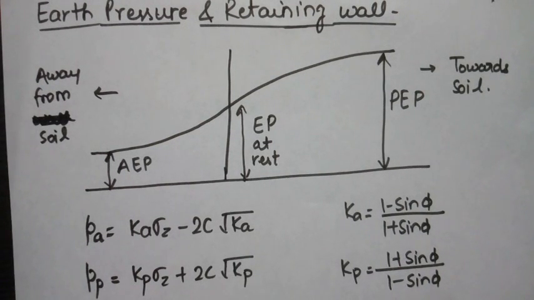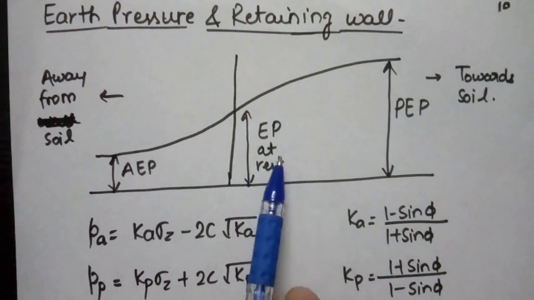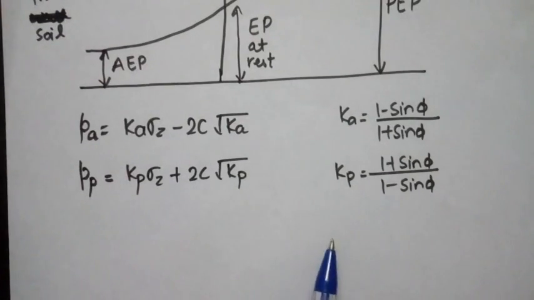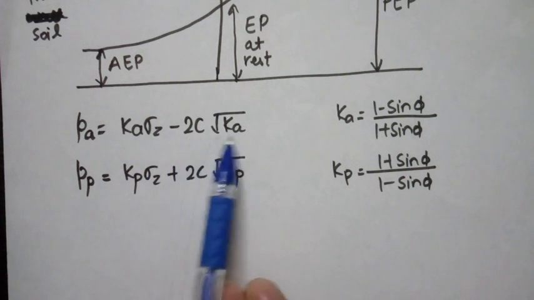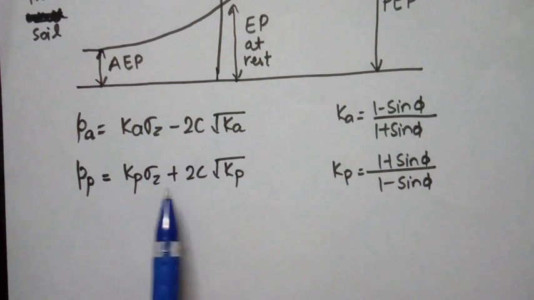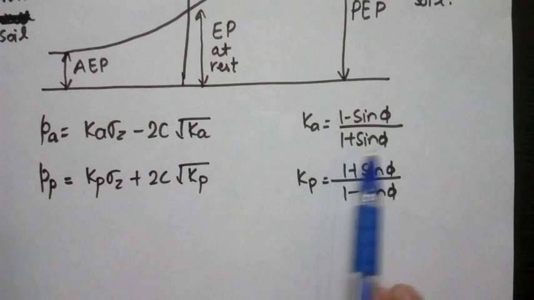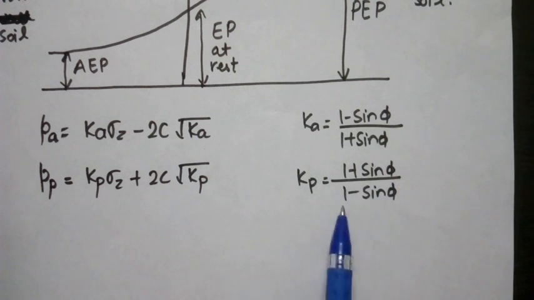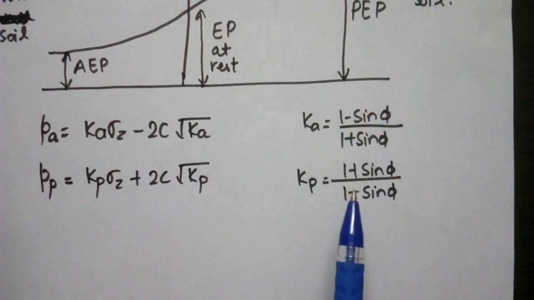Away from the soil we have active earth pressure, and towards the soil we have passive earth pressure. The formulas for these two are: active earth pressure equal to Ka sigma z minus 2c root Ka. Passive earth pressure is Kp sigma z plus 2c root Kp. Ka is (1 minus sin phi) upon (1 plus sin phi), Kp is (1 plus sin phi) upon (1 minus sin phi), where phi is the angle of internal friction of the soil layer.